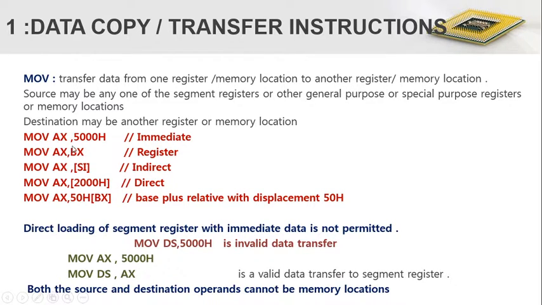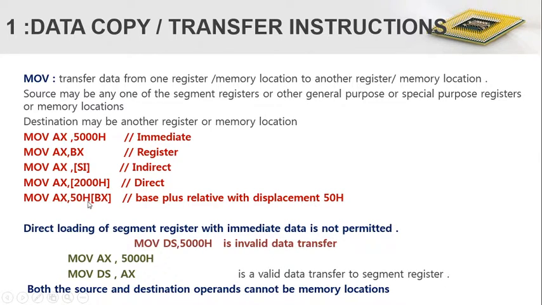Some examples: MOV AX, 5000H, immediate data transfer, transferring this value 5000H to the AX register. MOV AX, BX indicates a register mode of transferring, that is, move the content of register BX; the value present in BX is loaded into register AX. MOV AX, [SI] is indirect transferring, where SI is the source index register pointing to some memory location from where we fetch the value and move it into the AX register. MOV AX, [2000H] is direct transferring, that is, from address location 2000H we fetch the value and load it into register AX.